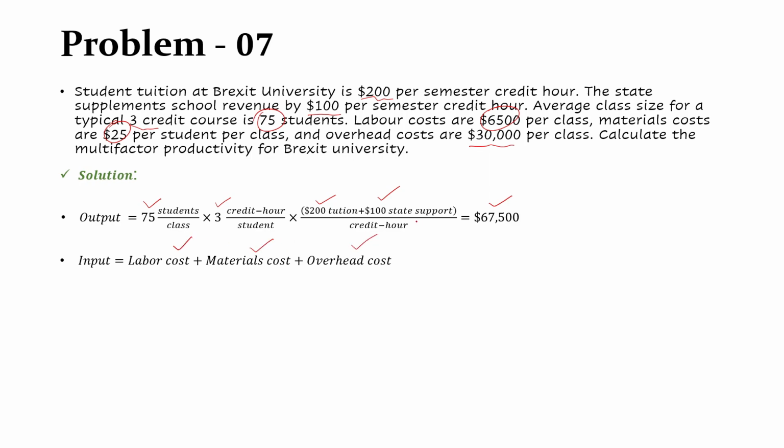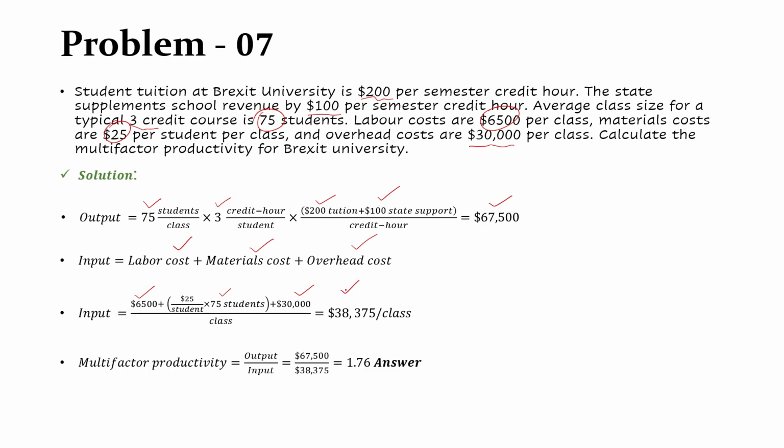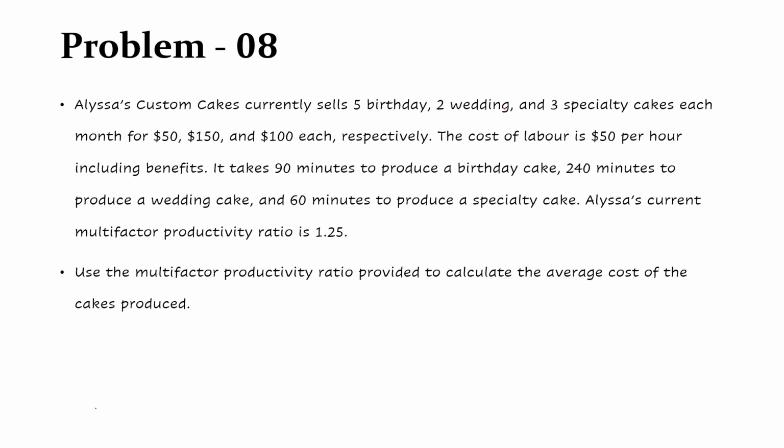In case of input, we have the information for the labor cost, material cost, and overhead cost. Labor cost is $6,500. This is given in the problem statement. Overhead cost is $30,000. We calculate the material cost by multiplying $25 per student with the number of students, which is 75 in a given class. So we have the value of input as $38,375 per class. We plug in that value in the multi-factor productivity formula and we have our answer for multi-factor productivity as 1.76.